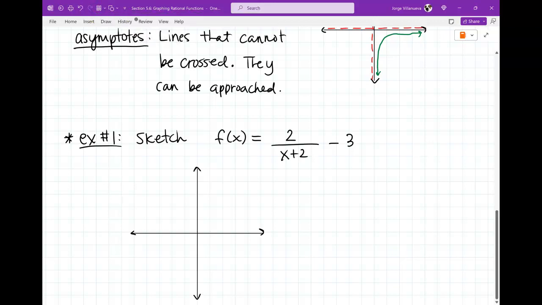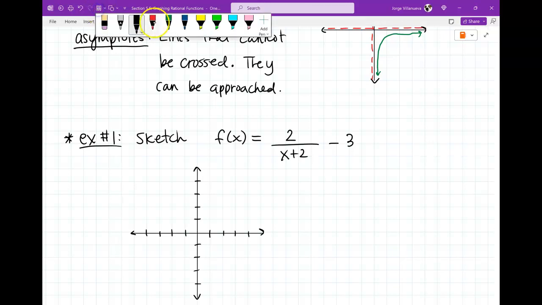The only thing that matters, the way I want you guys to learn this, is where are the asymptotes. In other words, all I have to figure out is where is HK. Once I know where HK is, I can draw those red dashed lines, and then once I draw those, I can sketch my graph. I don't have to do any work.